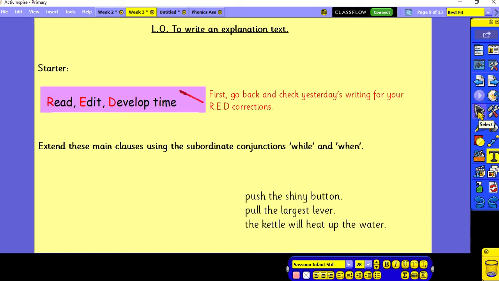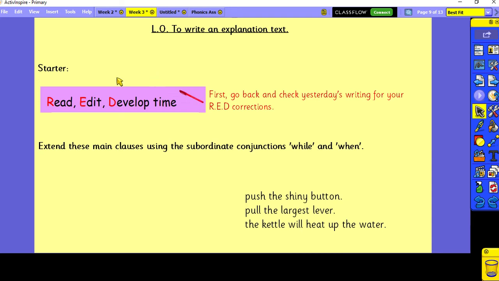So before we start our starter, please make sure that you have gone back and looked at the RED work that your teacher has posted for yesterday's writing. Your teacher will have posted some whole class feedback. Make sure you go and check your work for your corrections. When you have done that, you can come back to this video.